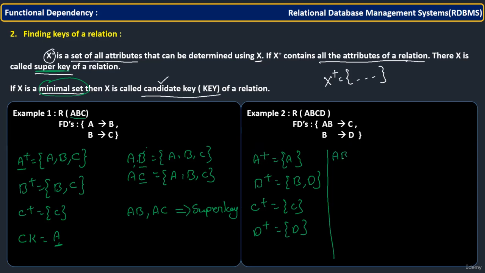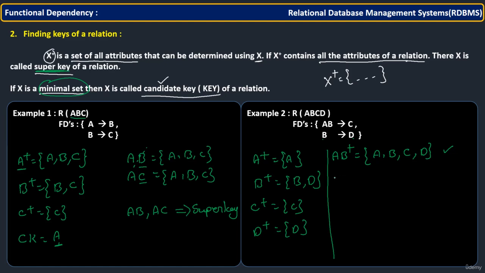Let us try to find the A, B closure. A individually, B individually, and A, B is deriving C, which is already there in the set, and B derives D. Yes, this is deriving all attributes in the relation. So this is one candidate key. Let us take another possible key.